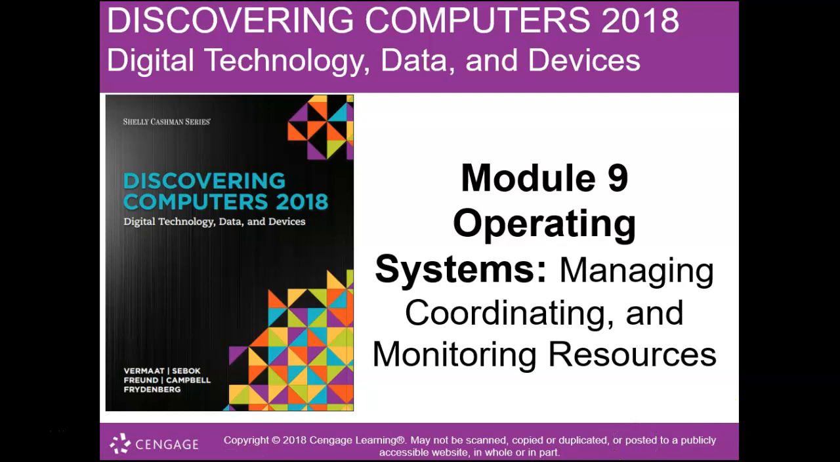Chapter 9 now, Managing, Coordinating, and Monitoring Resources. So here we go. System software is the term we use for the operating system, or we'll call it the OS, and other related tools. We've already covered system software in this course, just reminding you. Now the OS, or operating system, is that set of programs that coordinate all activities on the computer. Some of those features are listed on this slide, and we'll continue in the next.